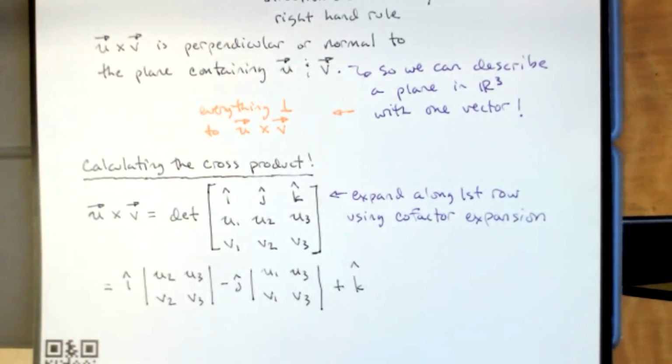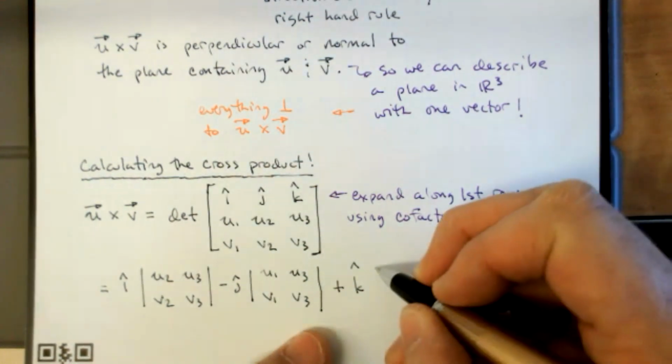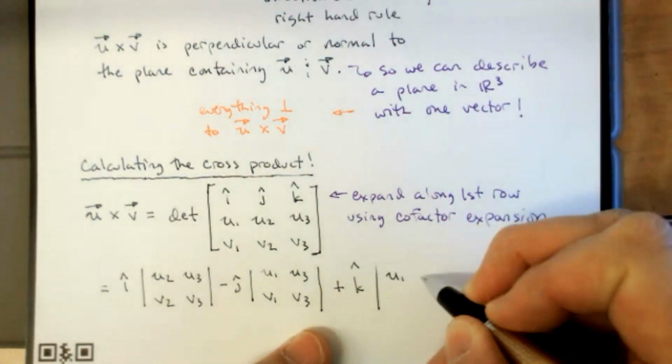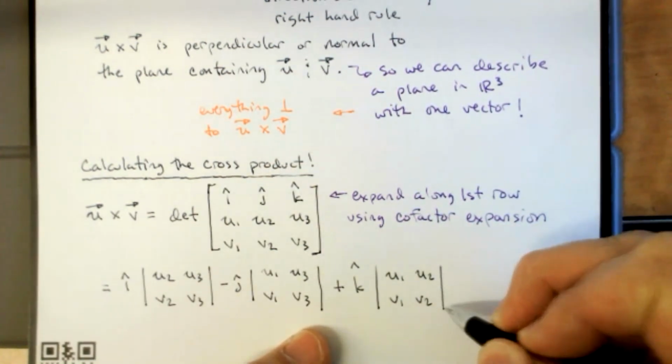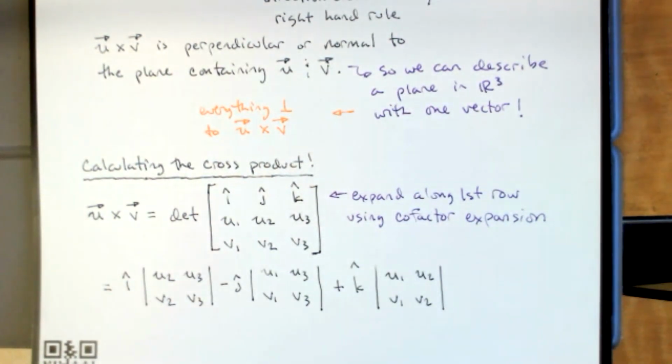And then we'll go to the k hat term. We're alternating sign, plus, minus, plus. So we're back to being plus. And we write the minor determinant, which is going to be u1, u2, v1, v2. Remember that this is supposed to return a vector, and that's why we need to introduce the i, j, and k into the calculation.